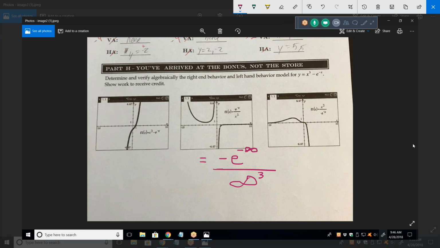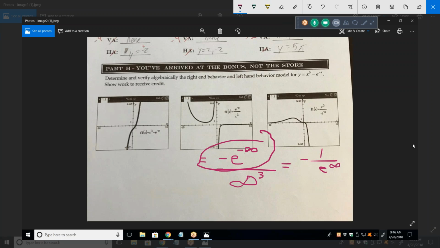No. I always rewrite these. This is the same as minus 1 over e to the positive infinity, so that goes to zero. So it goes to zero over infinity. Infinity in the denominator definitely goes to 0. You've got 0 in the numerator, infinity in the denominator. In fact, whenever you have infinity in the denominator and any number at all in the numerator, it's 0.